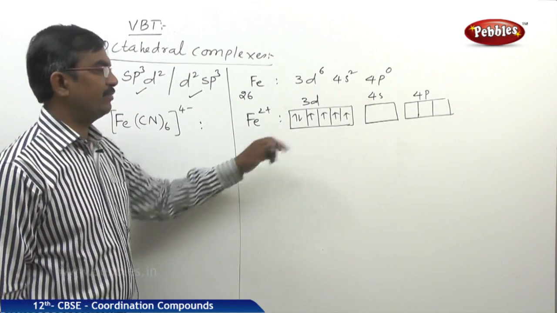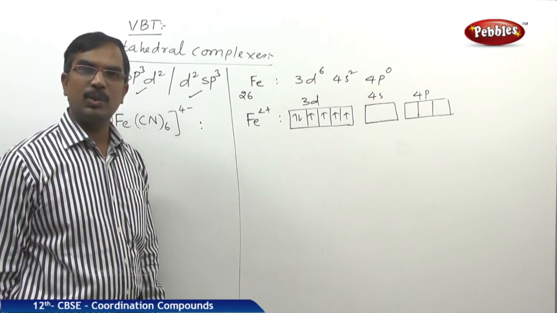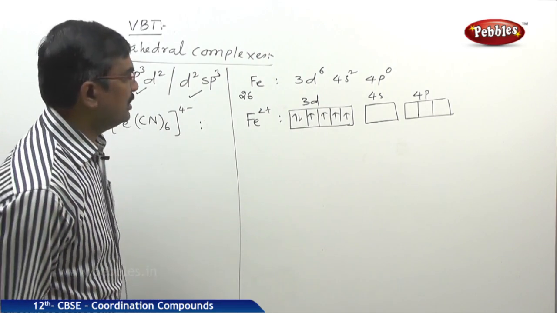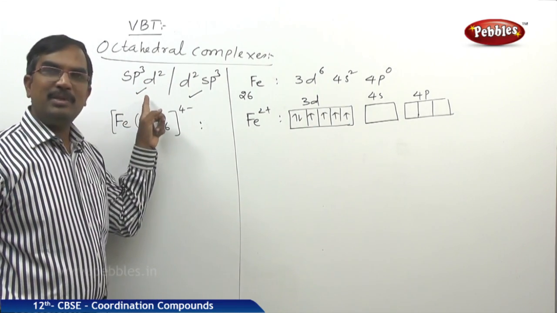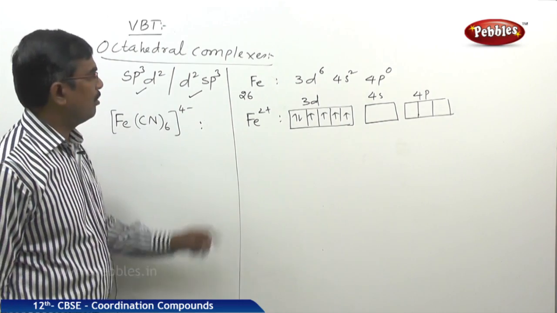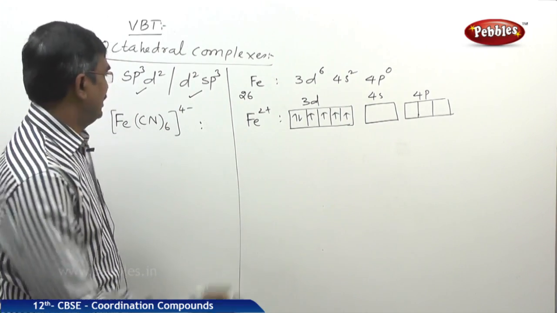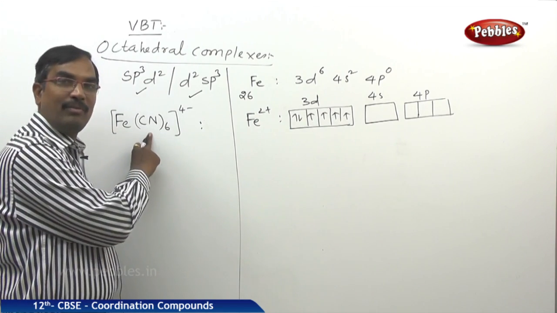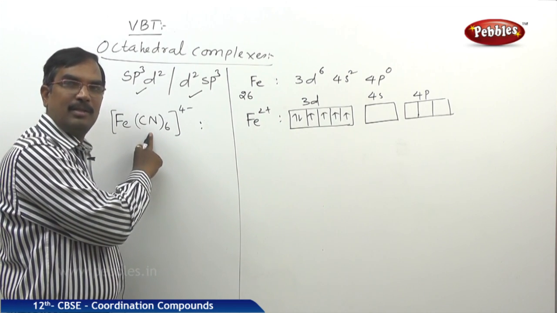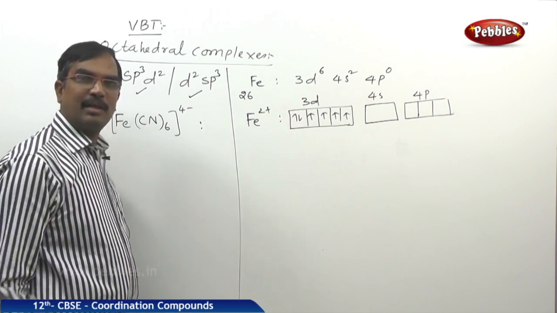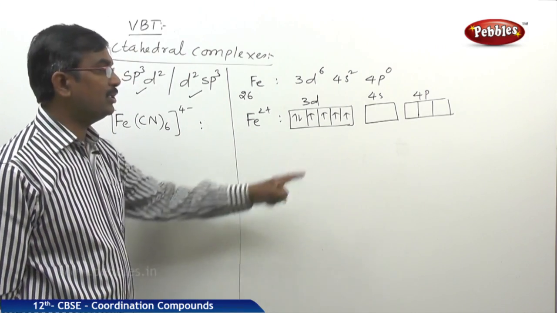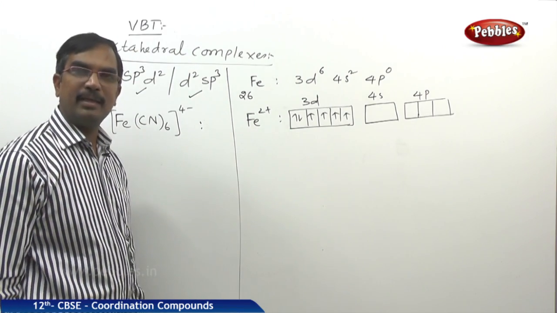This we can see in the case of Fe2+. Now this basically undergoes sp3d2 hybridization or d2sp3 hybridization. Just you have to check it. So here CN minus is a strong field ligand. As I told you, in presence of this, the corresponding electrons have the ability to undergo pairing.